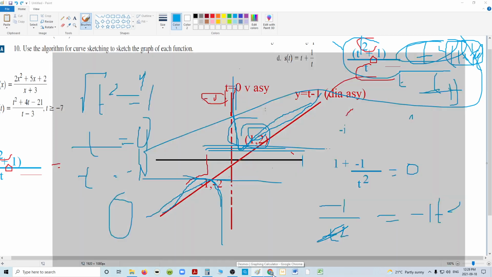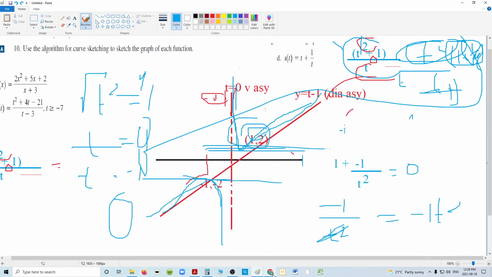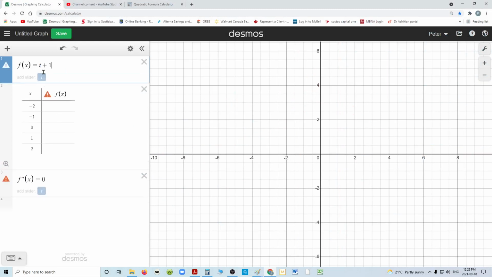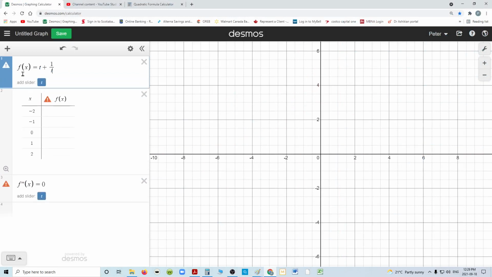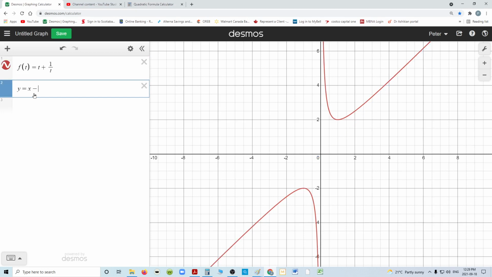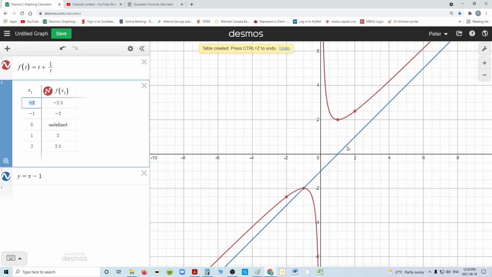Let's go look at this equation now. So the original one is t plus 1 over t, f of t. Get rid of this. Now, let's draw the line y is equal to x minus 1. It does exactly what we thought it would do. There's the max, there's the min. I'm going to put it in a table form up here so that you can see the max. There's the min, there's the max.